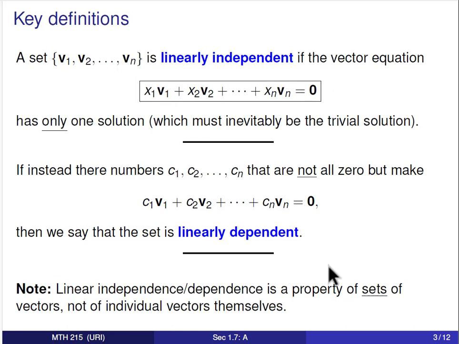And also, while you're at it, remember that the way we have defined linear independence or linear dependence is in terms of sets or collections of vectors. It's not correct to say that a vector is linearly independent or linearly dependent. You can only say the words linearly independent or linearly dependent correctly if you're talking about a set or a collection of vectors. All right, now let's see this in action.